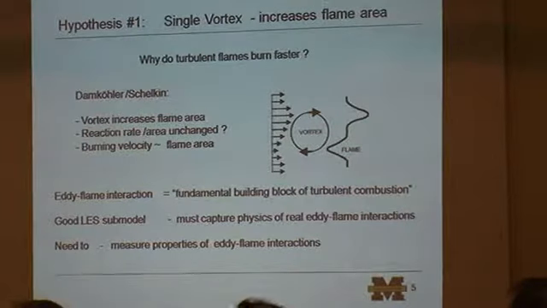For this case, what is the typical Reynolds number? It's based on the integral scale and the mean velocity. It's about 150. It's a moderate turbulence. The reason is that the laser diagnostics do not work at fully turbulent, high turbulence. So this is the best we can do.